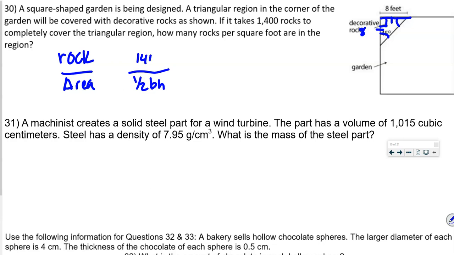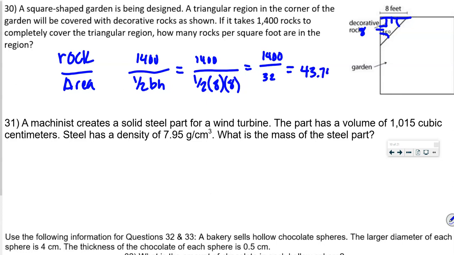Over our rocks, which was 1,400, okay? So that's going to be 1/2 of 8 times 8. Again, 1,400 divided by that. Okay, so that's going to be 1,400 divided by 32, which is 43.75 rocks per what? Feet squared. Because that was feet squared, wasn't it?